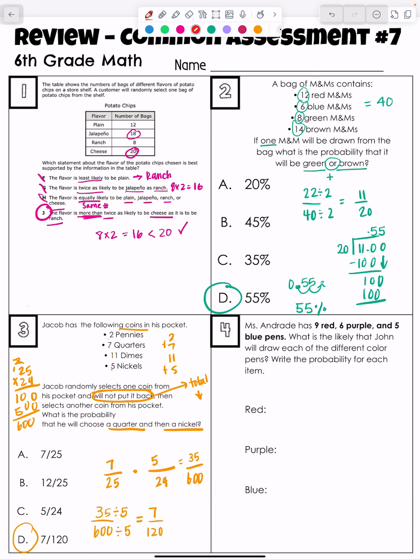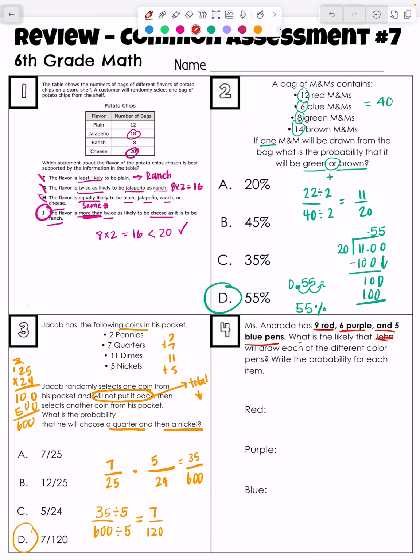All right, on to number 4. Miss Andrade has 9 red, 6 purple, and 5 blue pens. What is the likelihood that Miss Andrade will draw each different color pen? Write the probability for each item. So that was a typo. So we're going to find the probability for each item.